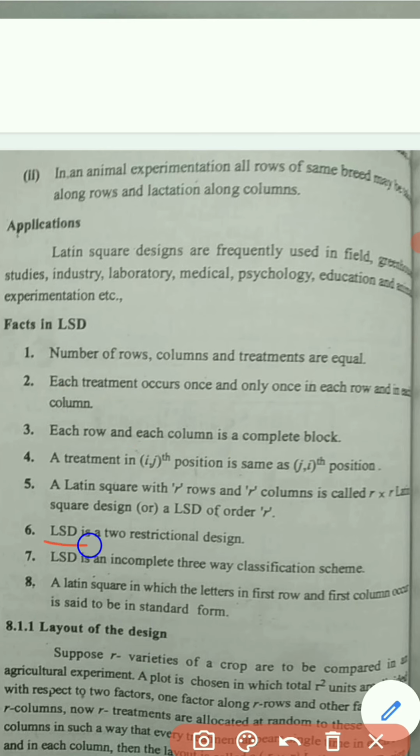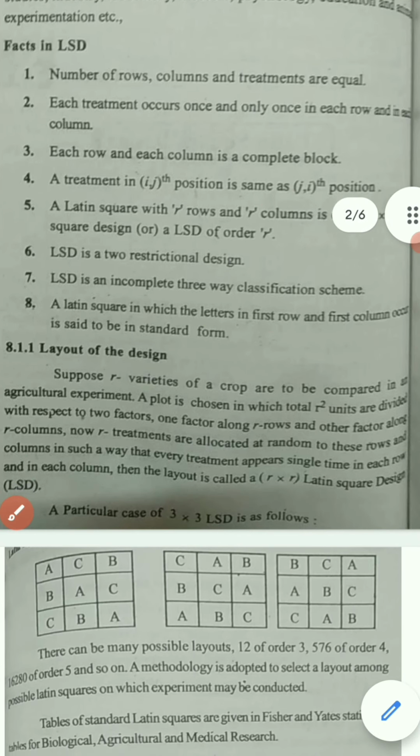Then here, it will be a two-restriction design. And remember this, students, Latin square design will be R into R, say R rows, R columns, and R treatments. So row-wise and column-wise it is R into R, LSD with Rth order. And in a Latin square design, the first row and first column letters are in standard form. And students, the layout of this design I have shown you just now. If it is 3 into 3, 4 into 4, it will be the same.